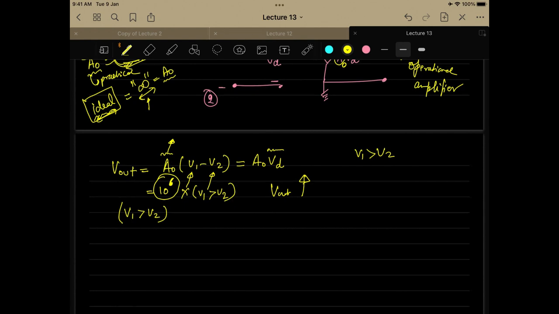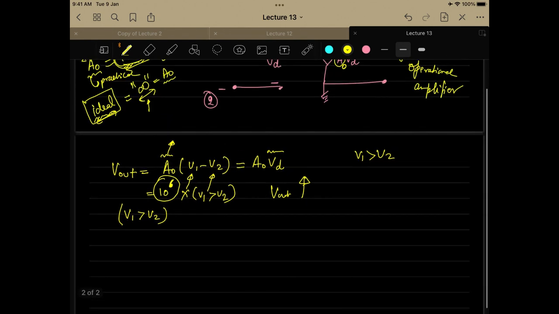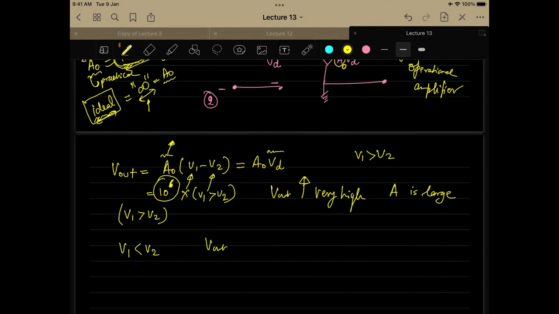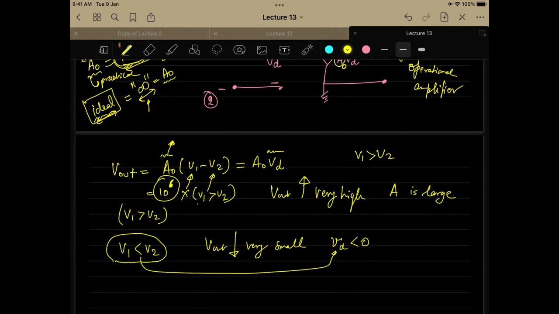So I'm representing it by an upward arrow. And why is it very high? Because your A is large. If A is not large, then it will be positive, but it will not be that large. And in the other case, when V1 is less than V2, what can you say about V out? It will be very small, and the reason is the same, that A is large. This is equivalent to saying VD is less than 0, and the other case is equivalent to saying VD is greater than 0.